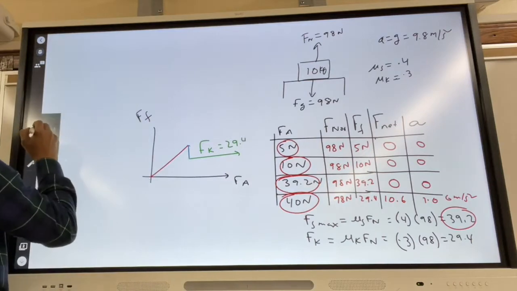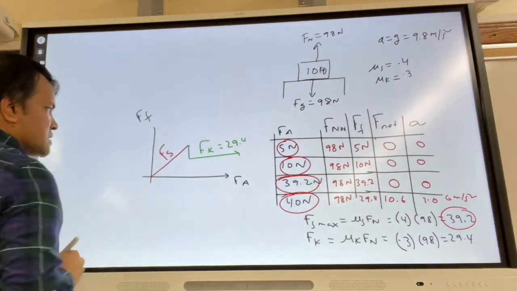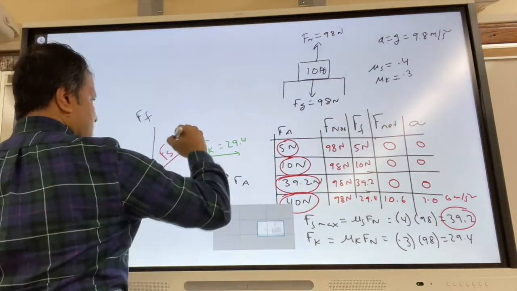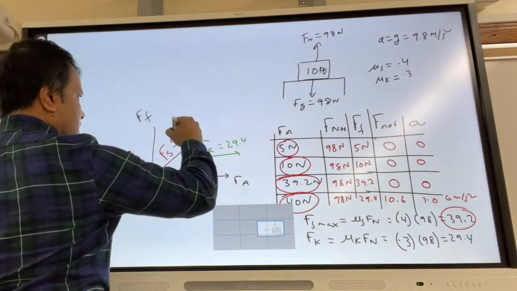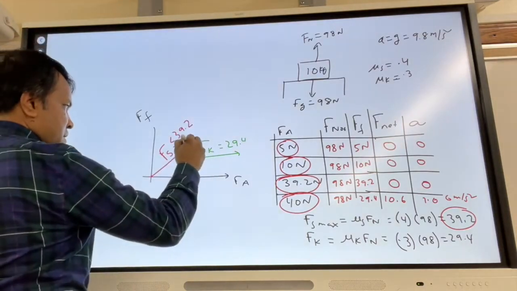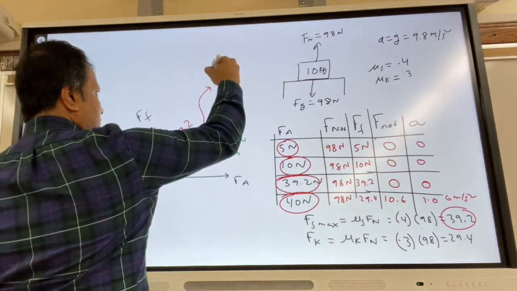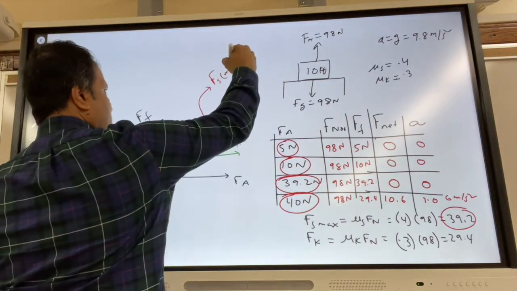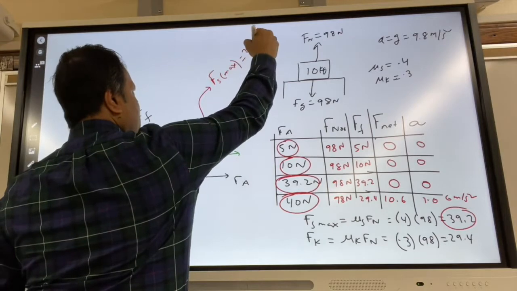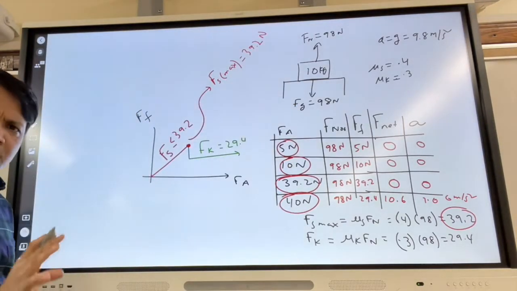And that value is 29.4. Static friction is less than or equal to 39.2. And this is the maximum static friction, and that would be Fs max, and that is 39.2 Newton. This was problem number 1.